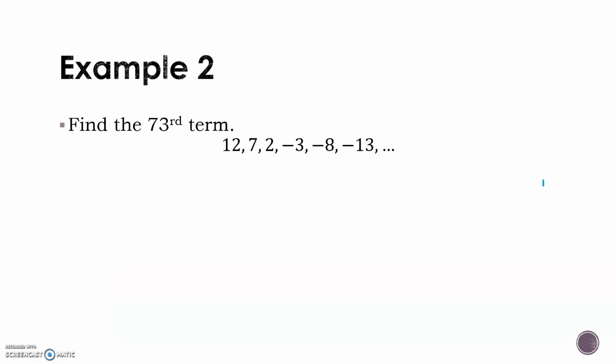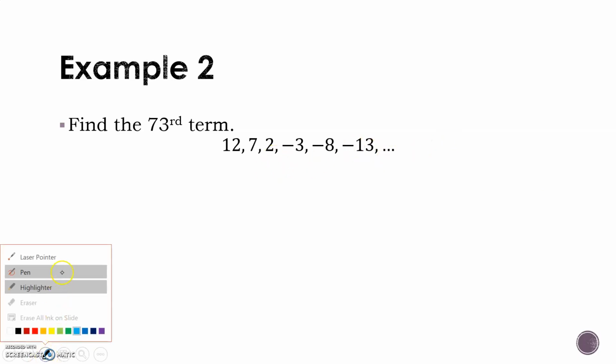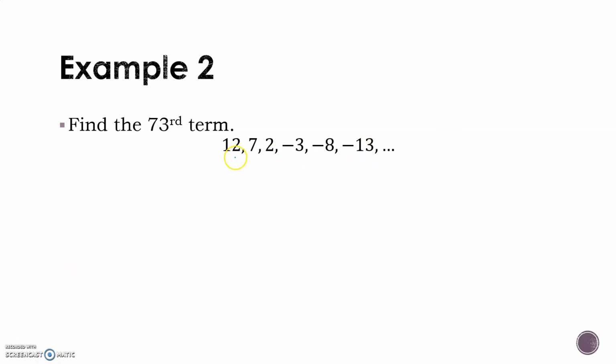Find the 73rd term. The first thing we need to do is to write a formula because I don't want to have to go through and do this pattern over and over and over again. So I need two important things. I need my first term and I need my common difference. My first term, that's pretty easy. It's 12. It's the first thing written. My common difference, or my d value, is going to be negative 5 because I'm subtracting 5 every time.